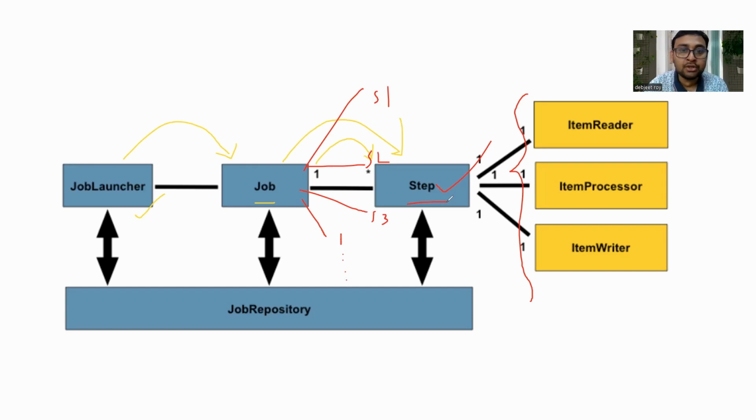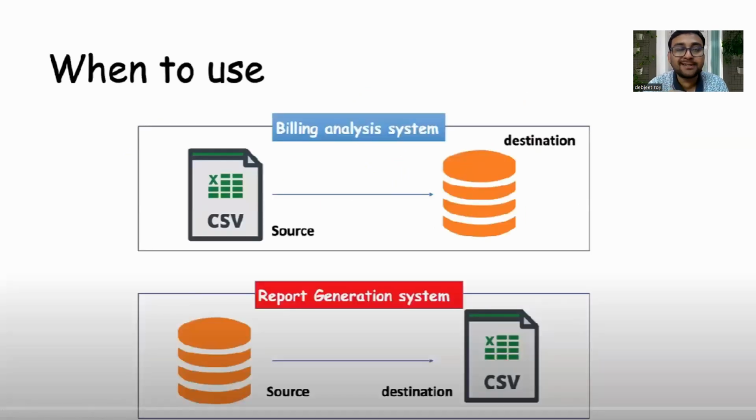Okay, so now let's jump onto some of the important things which I want to discuss with you. We have to understand when to use this Spring Batch mechanism. There are certain scenarios where we have to make use of Spring Batch, right? Basically, Spring Batch will be used when we have to process billions of data, millions of records, in a very short time.